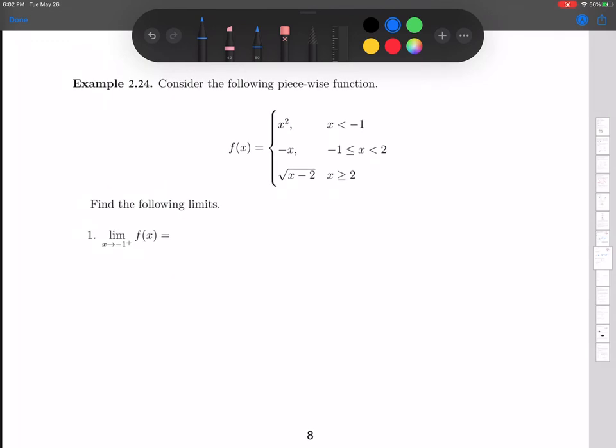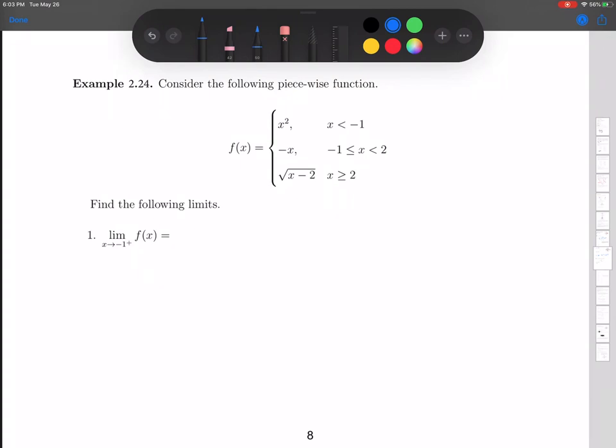Okay, so let's keep moving on here. Example 2.24, consider the following piecewise function. Okay, so we talked about piecewise functions in the chapter 1 review. So we're going to be talking about them again, except we're going to be using limits to define and understand our piecewise function. So here in our piecewise function, we have 3 domains, and we have the formulas, if you will, that are defined by those domains.